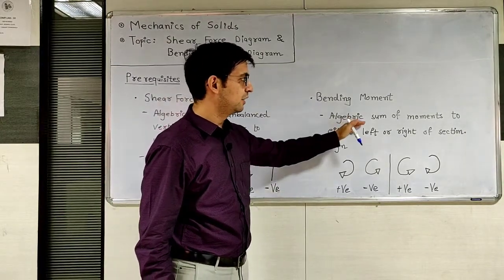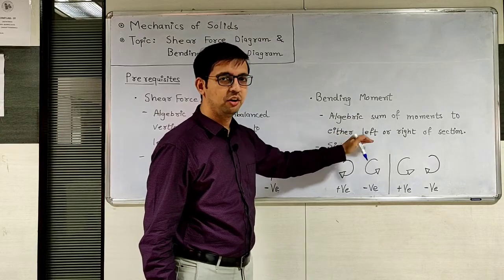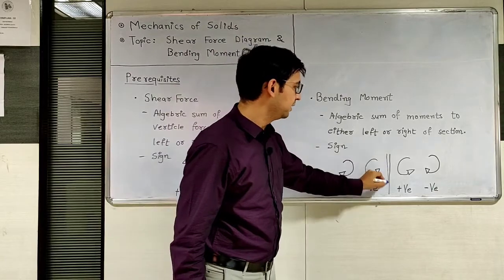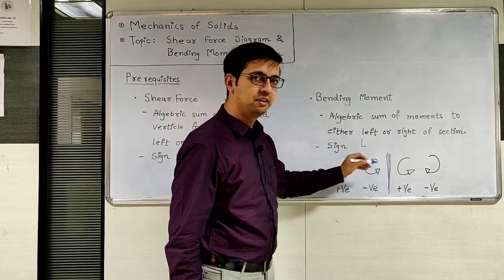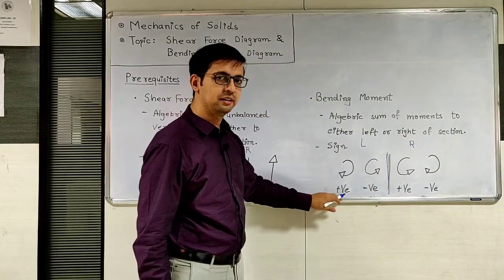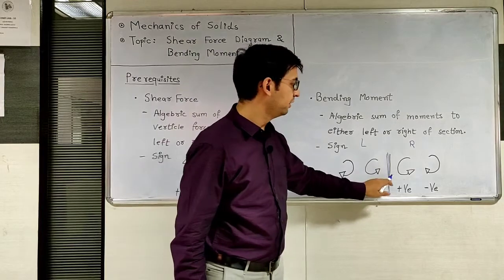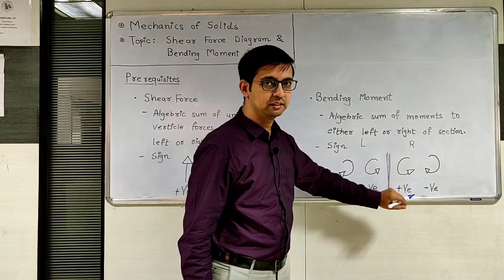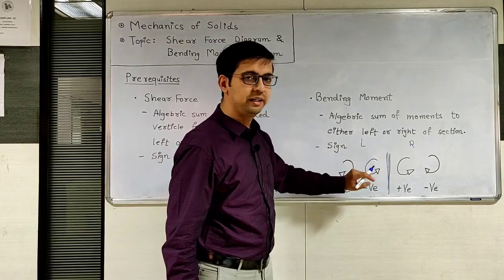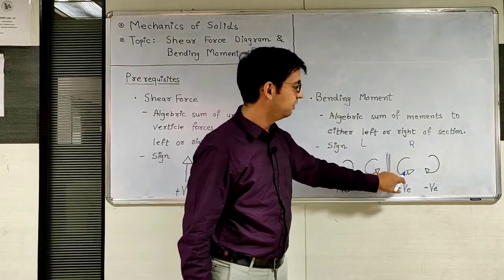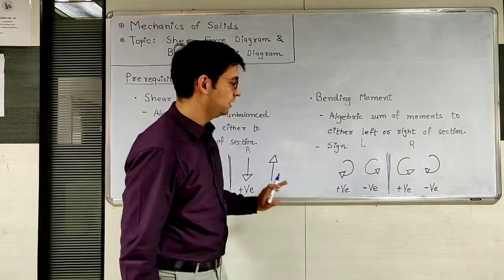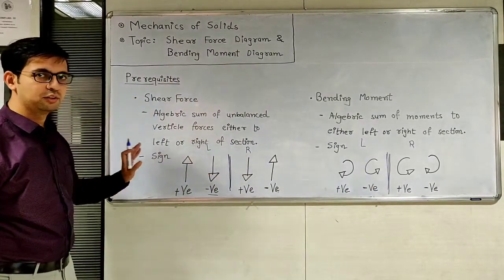Okay. Now next, what is bending moment? It is the algebraic sum of moment either to the left or right of the section, and the sign convention is as follows. This will be the section, left and right. On the left, clockwise moment is considered positive. On the right hand side, anti-clockwise moment is considered positive. On the left hand side anti-clockwise moment is considered negative, and on the right hand side clockwise moment is considered negative. So this is the first prerequisite about the section.